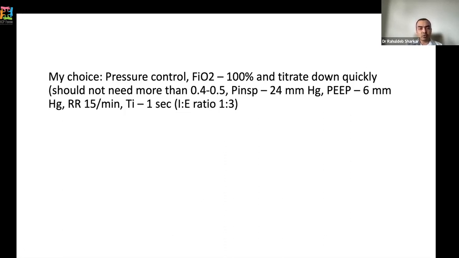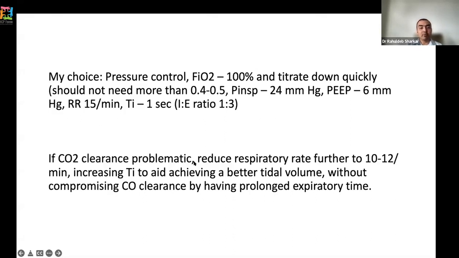And if this did not work, sometimes they want this answer. If this fails and everything else is okay, medically managing this patient, what more can you do? What would be the next step? And that would be, if CO2 clearance is problematic despite all of this, then we reduce the respiratory rate further to 10 to 12. Some might say up to even 8 per minute, and increasing TI slightly, because the TI that we give with a poor lung compliance, some segments will have bad compliance. We will not achieve any good tidal volume.